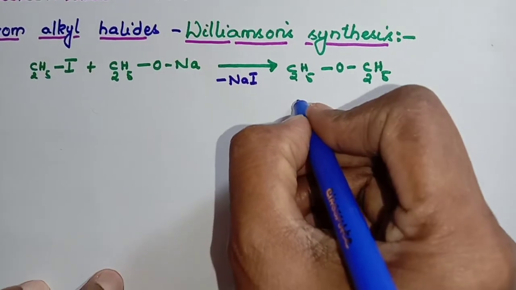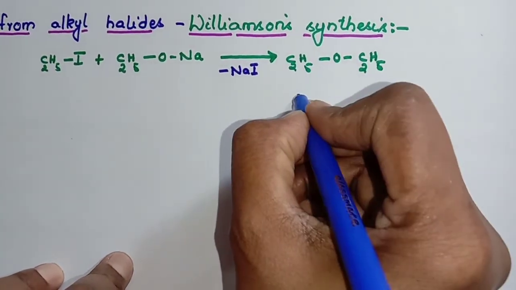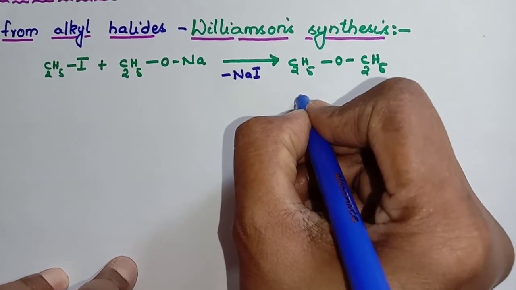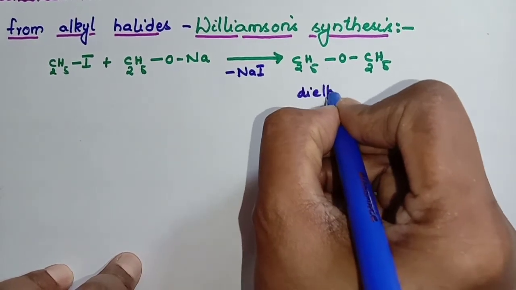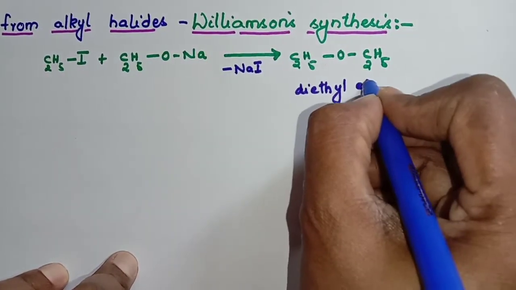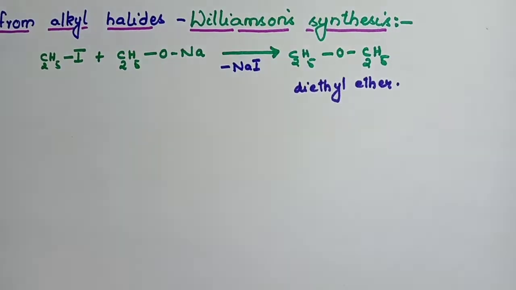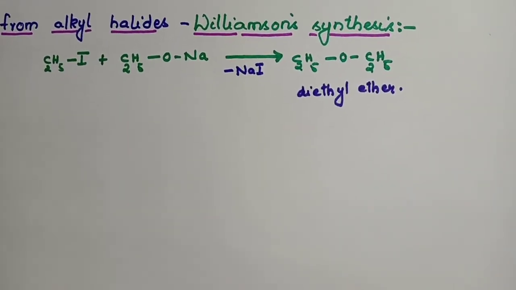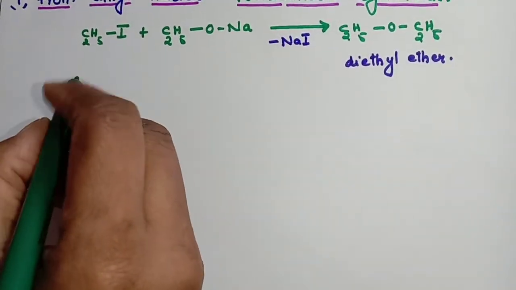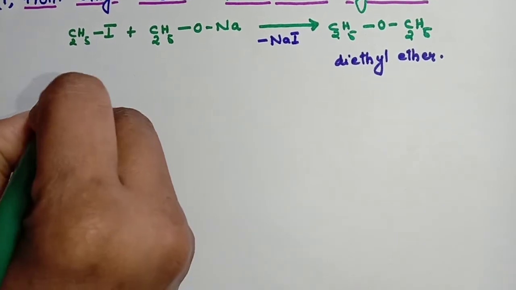Write down its name. What is it called as, students? We have learned in the nomenclature and also the introduction. This is called as diethyl ether. Okay. One more example. Taking same ethyl iodide.